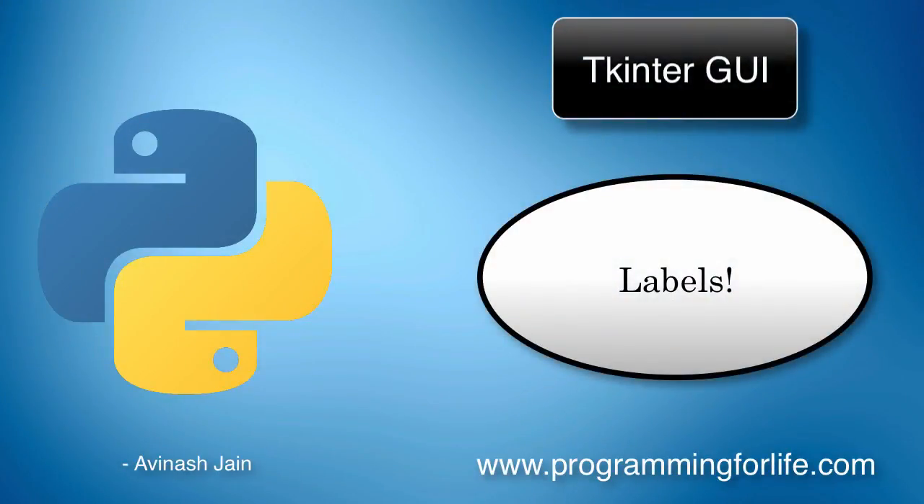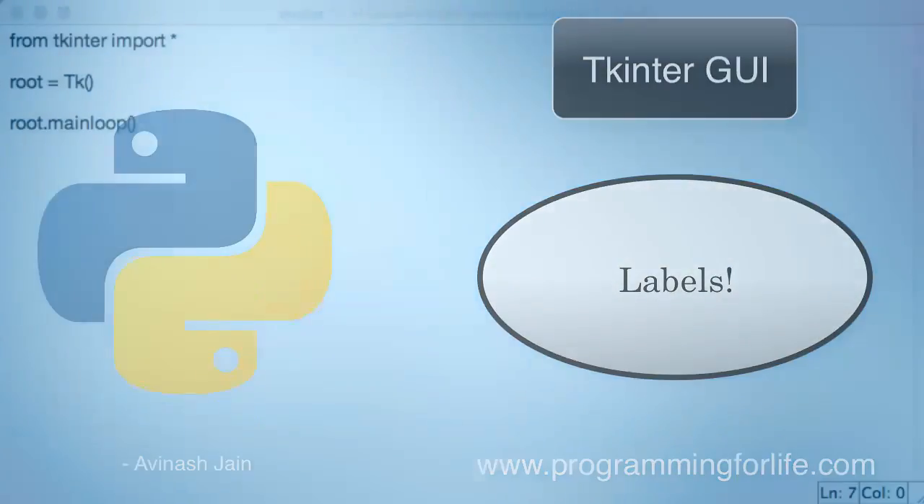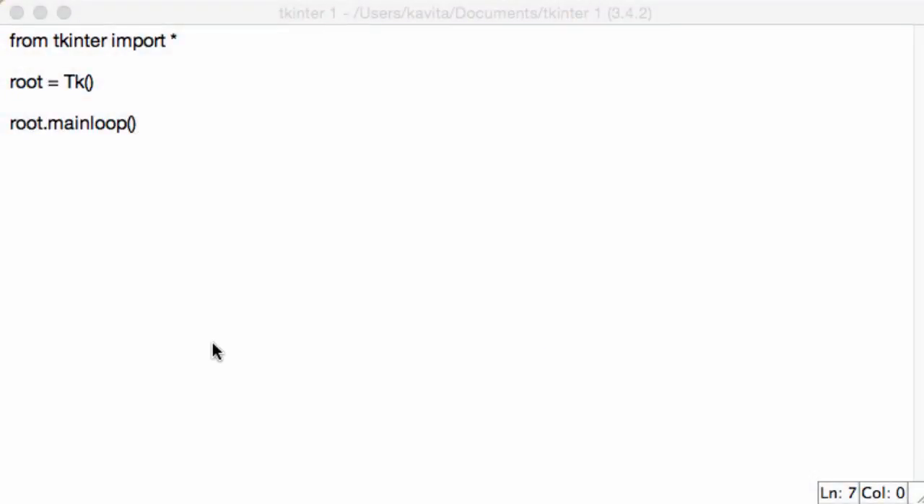Alright, so in the last lecture we created a very basic Tkinter window. There was nothing in it, nothing too fancy, it was just there. So the next thing I want to talk about is labels, adding text to your screen. For example, let's say I wanted to add a label onto that screen and say, welcome to our app. How would I do that?